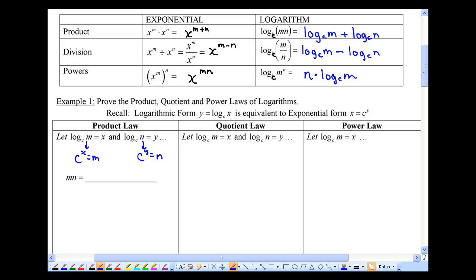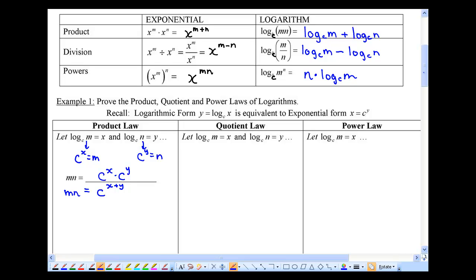So now for the product law, it's m times n. M would be c to the power x. N is going to be c to the power y. So notice m times n equals c to the power of x times c to the power of y, which of course just equals c to the power of x plus y.